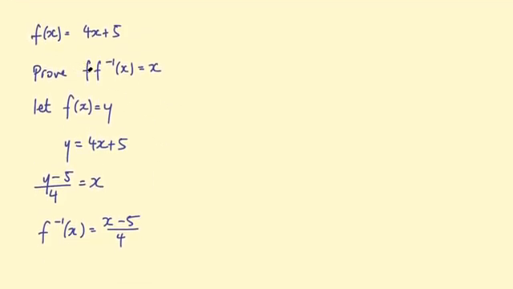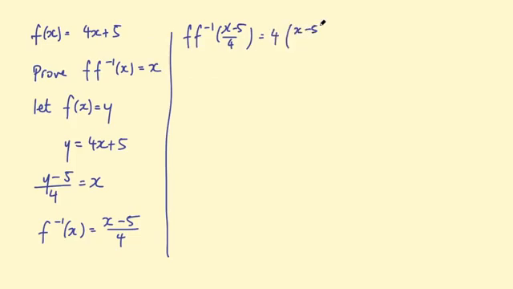And now we want f of f inverse. So we take this function and input that into the original function. So f of f inverse, and we can change that input to be x minus 5 on 4. And this is going to be 4 times x minus 5 on 4 plus 5.